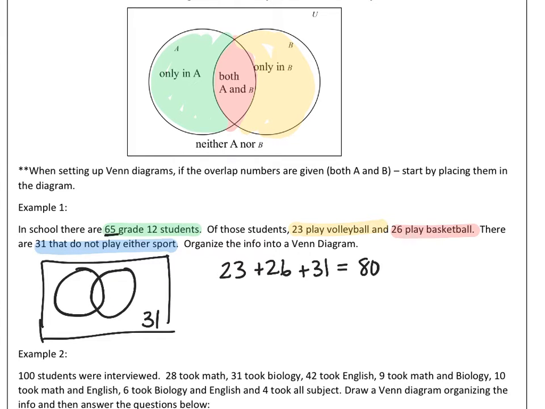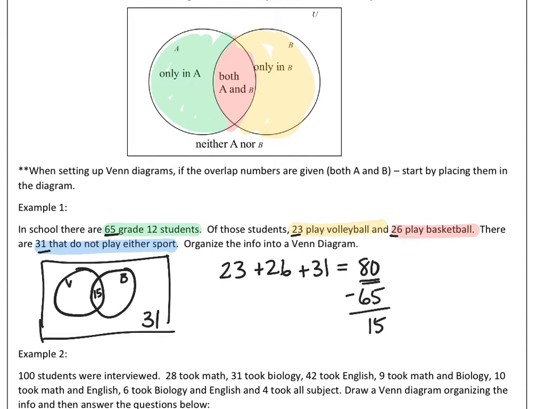Okay, so if this set represents volleyball and this one is basketball, the way that we can figure out how many are in that overlap is basically how many too many do we have when we add everything together. So when I add my 23, my 26, and my 31, I get 80, but I only have 65 students in grade 12. So that means that I have 15 that must belong to both volleyball and basketball, right?